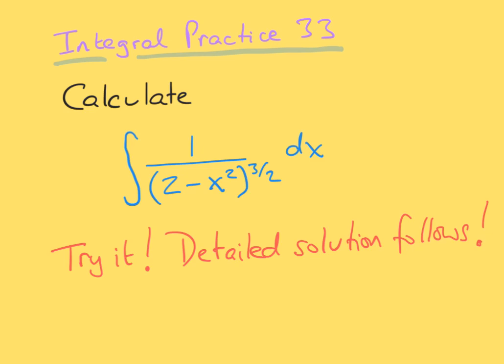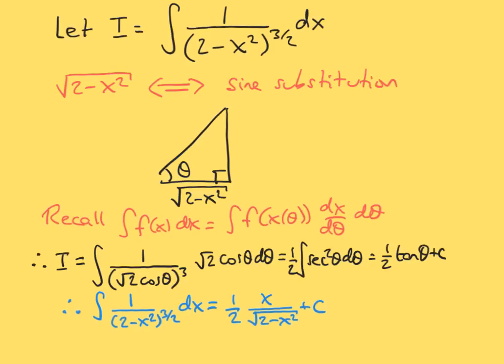Welcome back. Let's look at the answer to this exercise. So in the integrand here, we have got a factor of a square root cubed of 2 minus x squared. And this square root factor, something positive minus x squared, should make us think of a sine substitution.